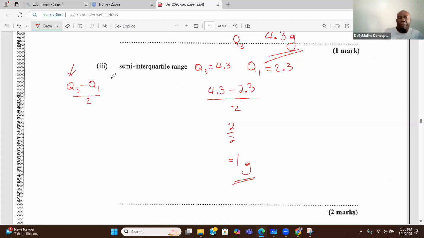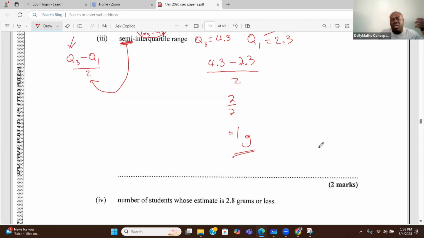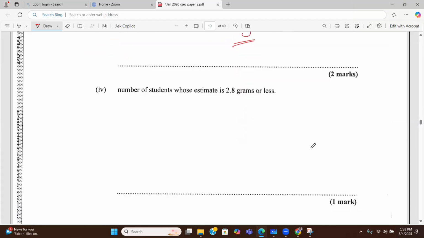So straight up, remember this is semi. If the question had said interquartile range, it's just Q3 minus Q1. So this is the interquartile range, but because they use semi, we had to split it into 2. Remember that. Semi means half, right? So make sure you have those little things noted down so that in the event that you're asked, you're good to go.